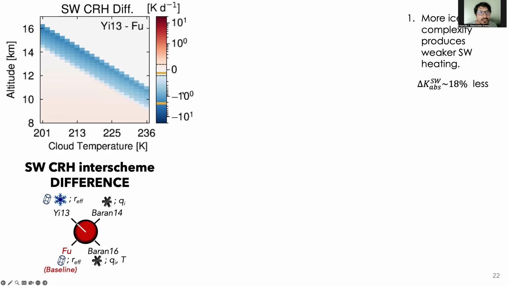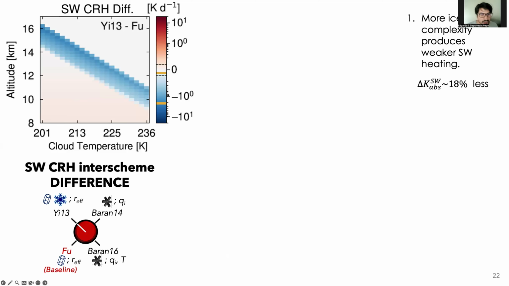So why is that happening? Well, we can look at the optical properties of the clouds retrieved by each scheme. If you compare, for example, the shortwave absorption capacity of the E scheme relative to Fu, the E scheme is absorbing less shortwave radiation than the Fu scheme, approximately 18% overall. So that is producing this negative or weaker shortwave heating.